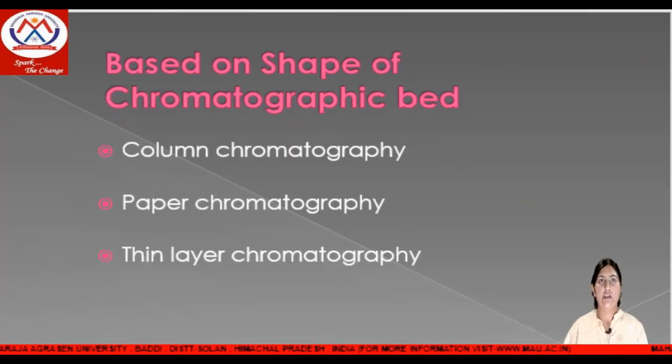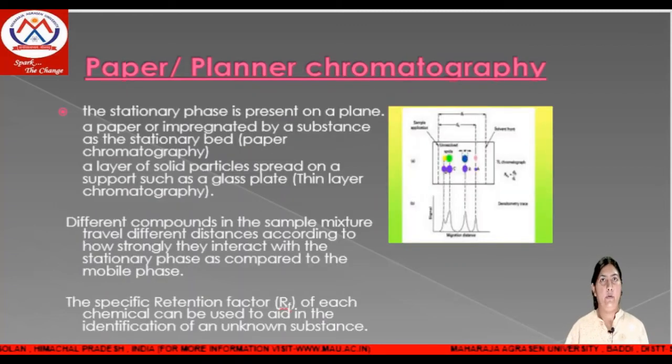Based on the shape of the chromatographic bed, we classify chromatography into column chromatography, paper chromatography, and thin layer chromatography. Paper and planar chromatography: in this, the stationary phase is present on a plane, either in the form of a paper or impregnated by a substance as a stationary bed, as in paper chromatography. But it can also be present in the form of a layer of solid particles spread on a support such as a glass plate or an alumina plate.